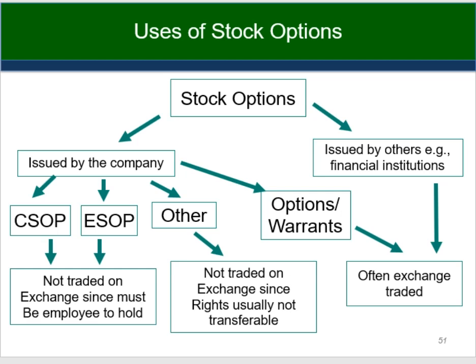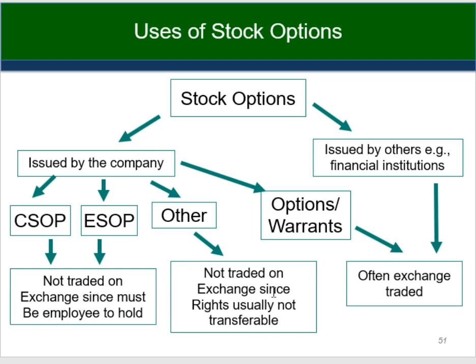If they issue stock options to the market, they often are exchanged. They often traded on an exchange. So, for example, options and warrants that are this listing here, those would be exchange traded, and so those would be derivative instruments, and we've talked about those earlier in the class. ESOPs and CSOPs are based on your employment with the company, so they would not be traded on an exchange because you have to be an employee.